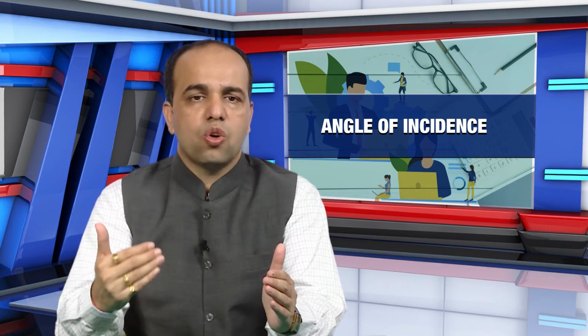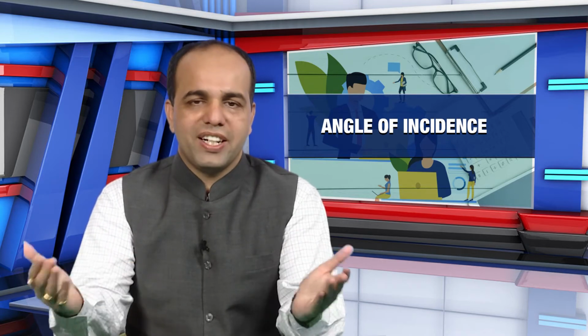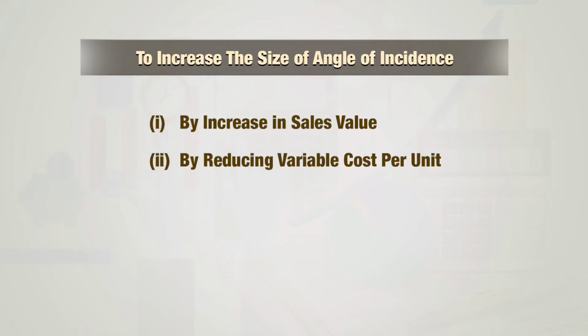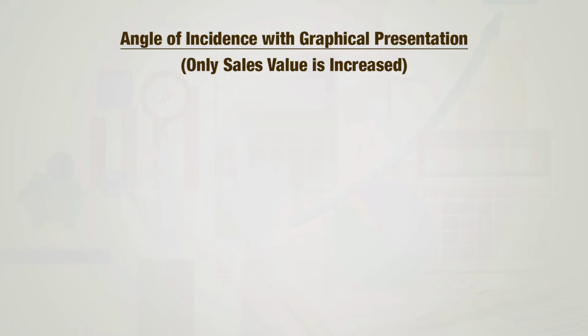An attempt is always made by the management to widen it. The following options can individually or collectively be used to increase the size of angle of incidence: by increase in sales value, by reducing variable cost per unit, by reducing total fixed cost. Let us try to understand angle of incidence with graphical presentation, where only sales value is increased.